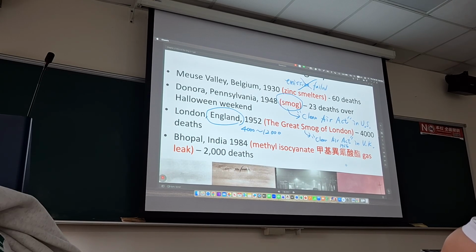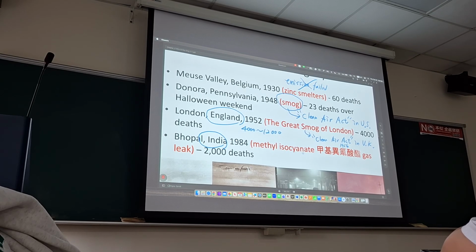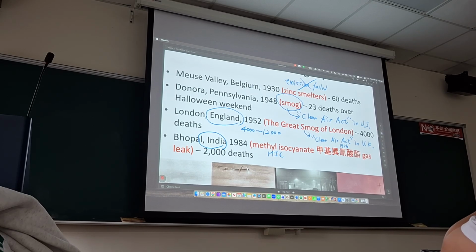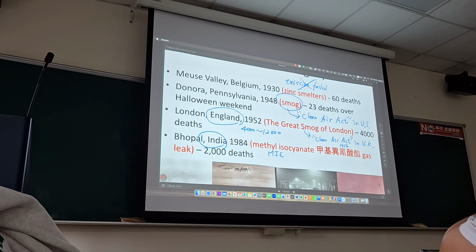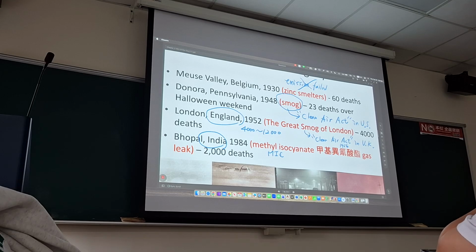Okay, the last one happened 30 years earlier; this one happened in India. This is the so-called methyl isocyanate, so-called MIC. This is a very toxic chemical, a highly toxic chemical gas. Due to the gas leak, 2,000 people died.